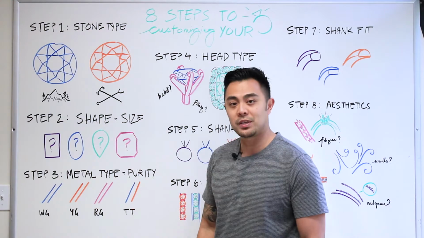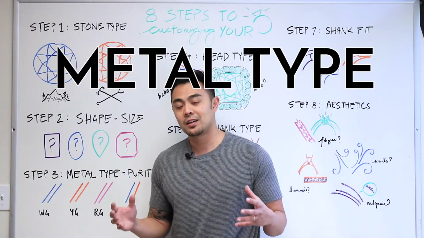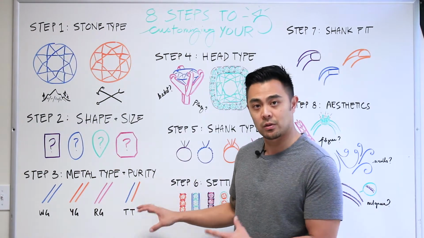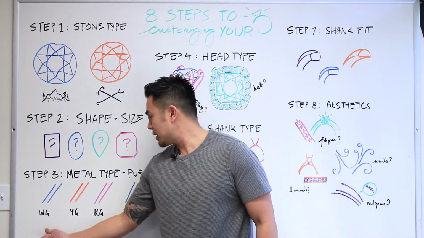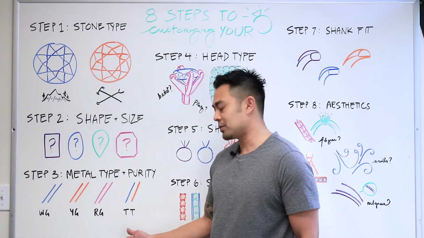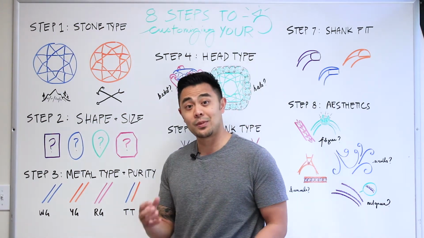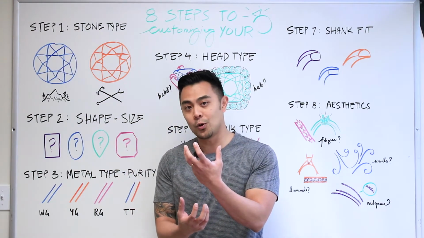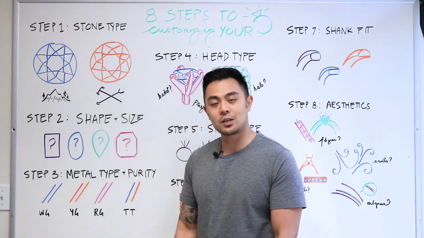Step number 3 would be to pick the metal type, color, and purity, right? So in precious jewelry, we have white gold, yellow gold, rose gold, and guess what? You get to play around with it too, a two-tone. So sometimes you can make the head in platinum, the shank in white gold, or vice versa. It's up to you, all right?